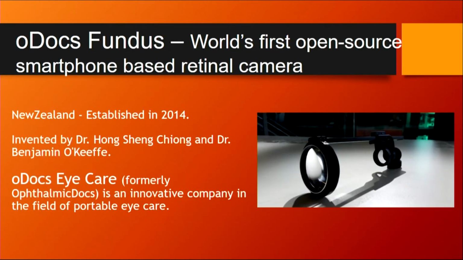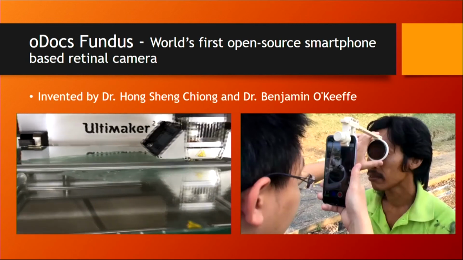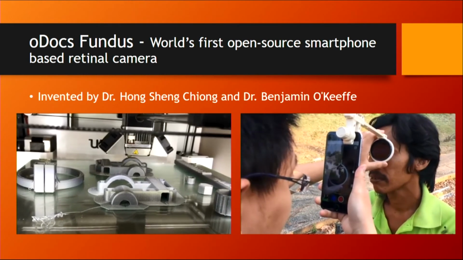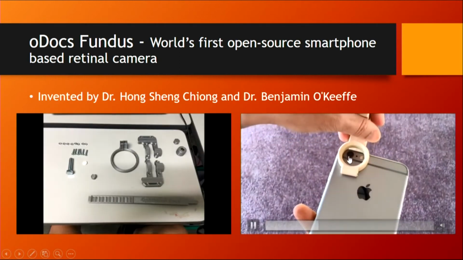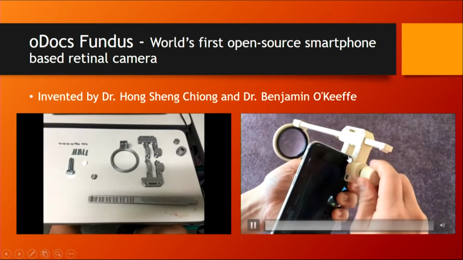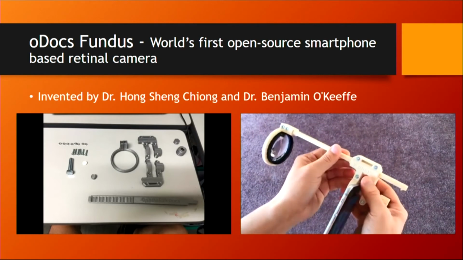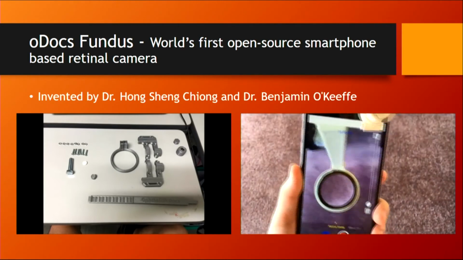The oDocs Fundus camera is the first open source smartphone-based retinal camera. Anyone can download these files from the internet and 3D print them. Here you can see all the parts being 3D printed, and these parts are assembled like this. After fixing a phone, with just a smartphone and a 20 diopter lens, you can capture fundus photography even in a camp or a rural area.